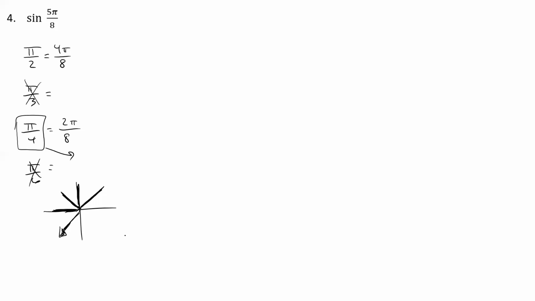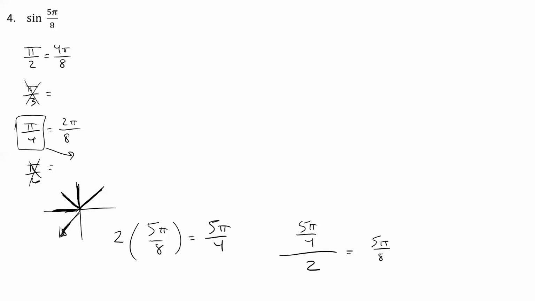Technically, isn't 2 times 5 pi over 8 equal to 5 pi over 4? Agree or disagree? Talk to me. So really, if we think about it, 5 pi over 4 divided by 2, true or false? Will that give me this right here? Uh-huh.